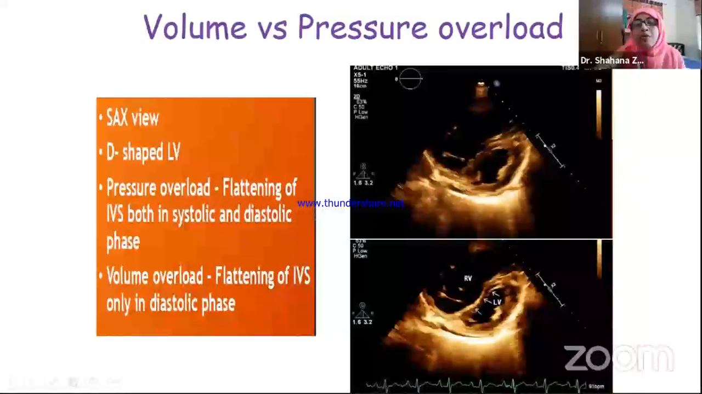Now, how can we differentiate a patient with pressure overload from volume overload? We take the short axis view at the level of the mitral valve or the papillary muscle. Then we can appreciate the D-shaped left ventricle. The D-shape is maintained both in systole and diastole in case of pressure overload, but it is maintained only in diastole in case of volume overload.